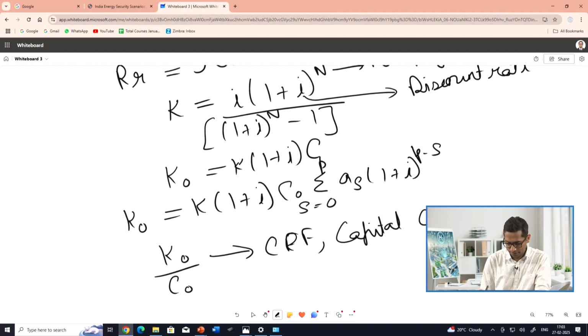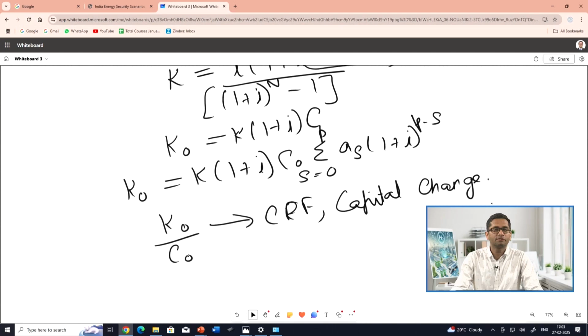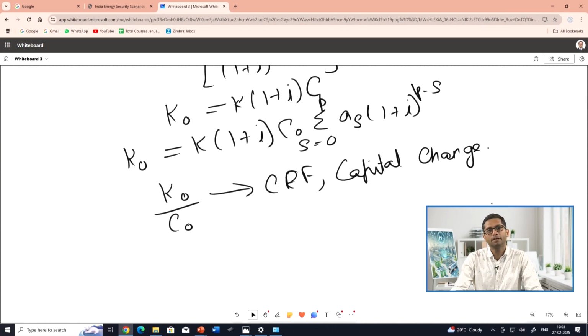So what is the application of this factor? I multiply this factor by the initial capital and this gives me the percentage of capital that I can assume to be happening each year to bring in the initial capital expense. If you can go back to the slides.